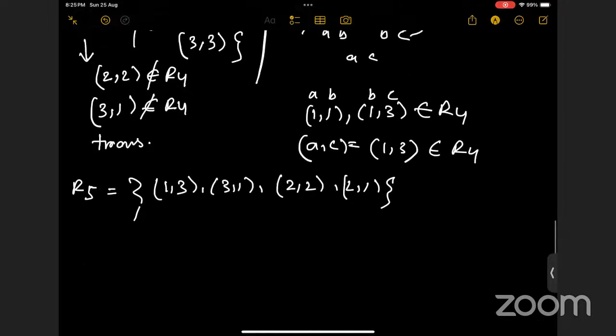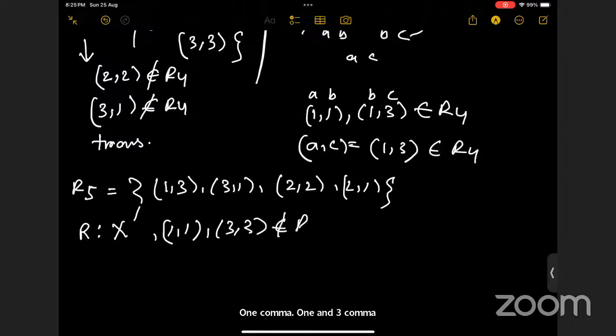Is it reflexive? No, ma'am. Why? 1, 1 is missing. 3, 3, no, ma'am, it is not. 1, 3 is also not there. 3, 3, 1, 1. 1 and 3, 3 is not in the set.